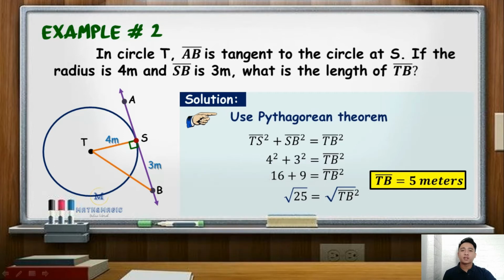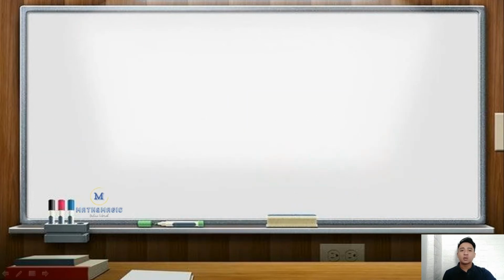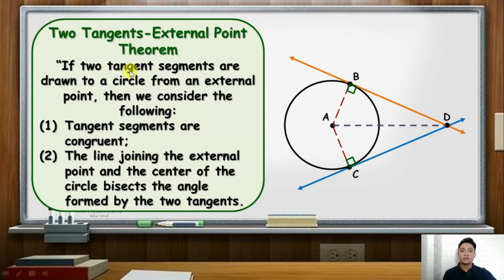Now moving to the third theorem, the two tangents external point theorem. It states that if two tangents are drawn to a circle from an external point, then we consider the following. First, tangent segments are congruent, and second, the line joining the external point and the center of the circle bisects the angle formed by the two tangents.